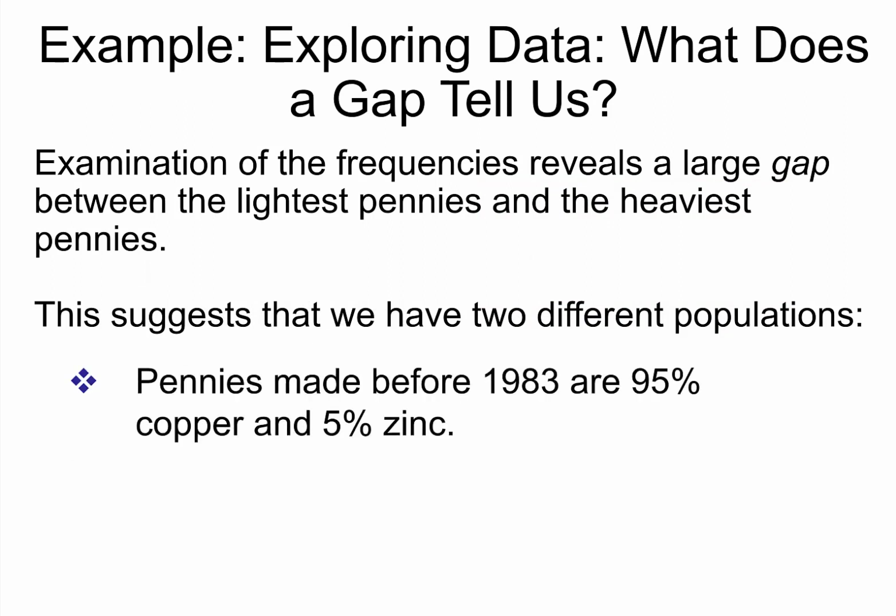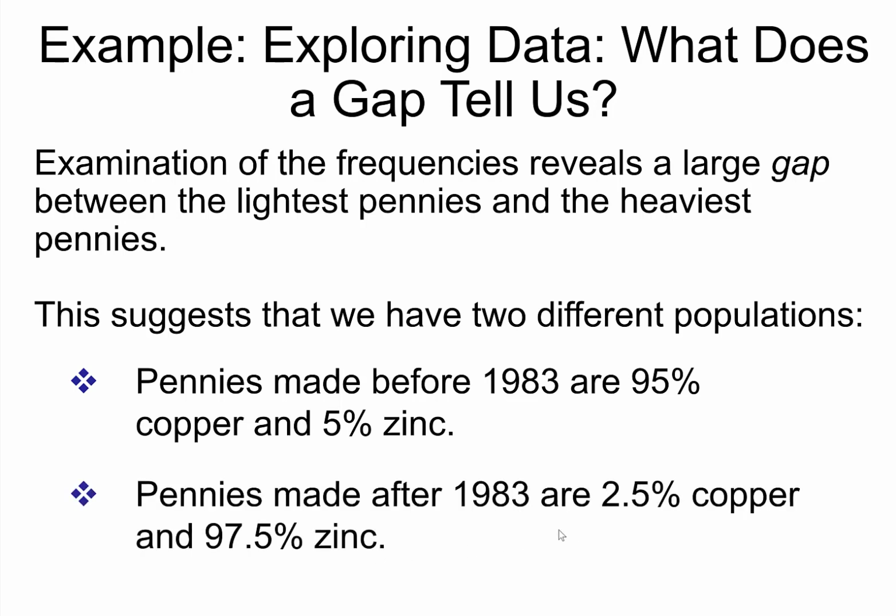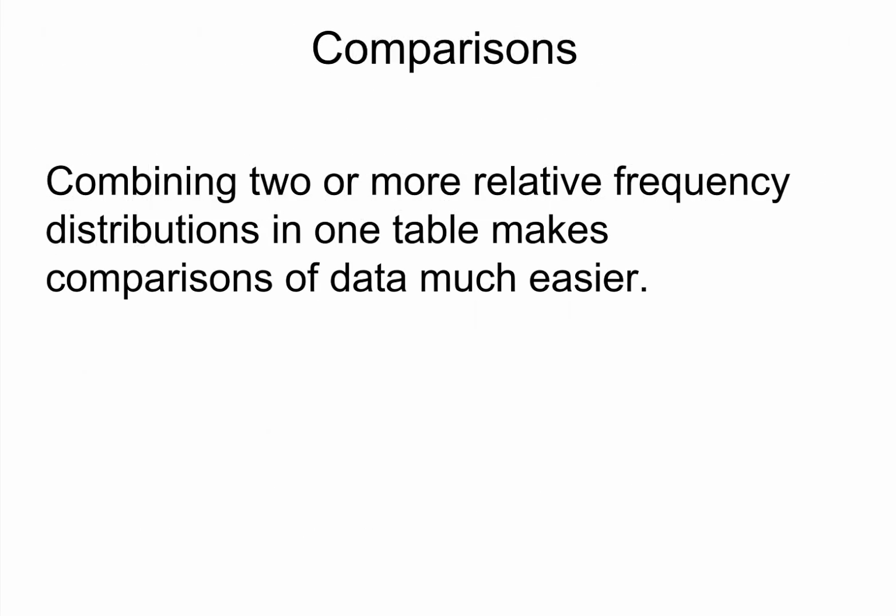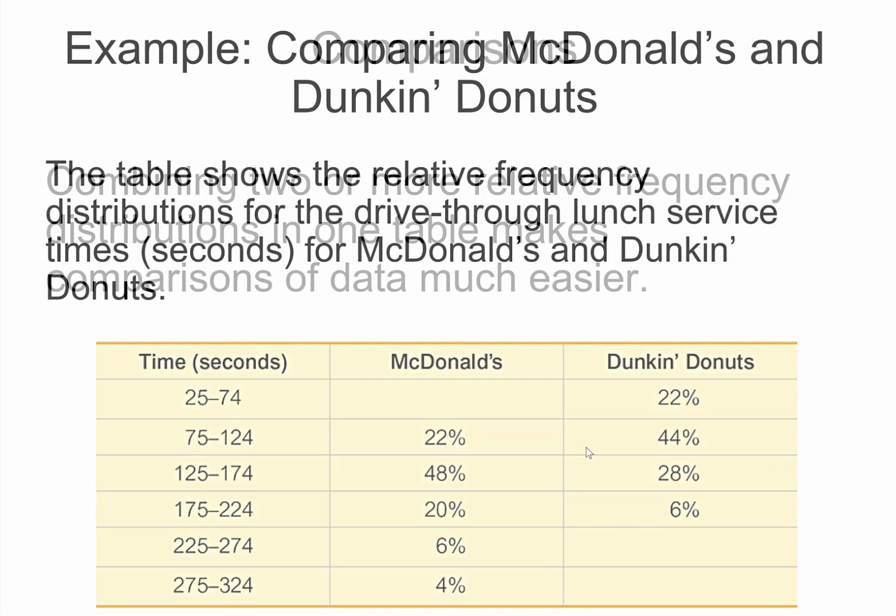Pennies made before 1983 were 95% copper and 5% zinc. They were heavier. And then pennies made after 1983 were 2.5% copper and 97.5% zinc, and they were lighter in weight. Combining 2 or more relative frequency distributions in one table makes the comparison of the data much easier.